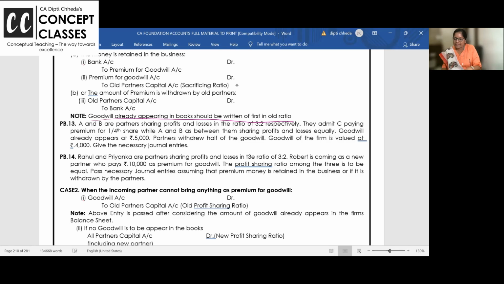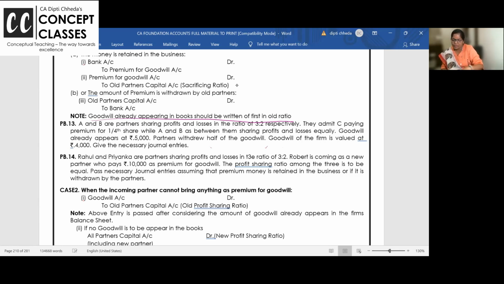A and B are partners sharing profit and losses equally. They admitted C paying premium for 1/4 share, while A and B, as between them, the profit sharing ratio is equal. Goodwill is already appearing in the books, and it is 5,000. Partner has withdrawn half of the goodwill. Goodwill of the firm is valued at 4,000. Pass the necessary journal entries.